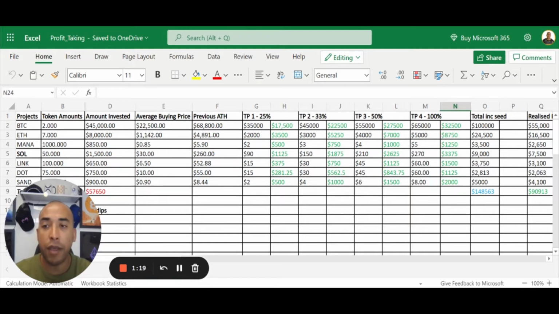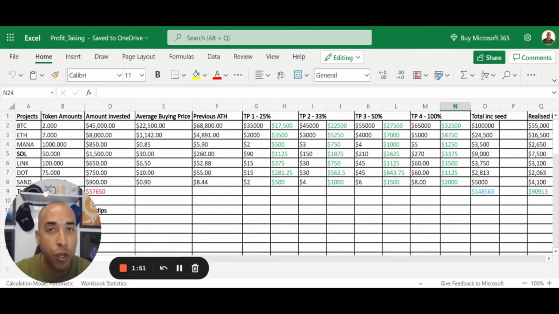not how much money you spent on it. So, for example, if we look at the amount invested, $45,000, that would have bought us 2 Bitcoin. Then we want to be looking at the average buying price. The way that you work out your average buying price is you take the amount that you've invested and you divide it by the amount of tokens that you own. So $45,000 divided by 2 equals $22,500. That's your average buying price.